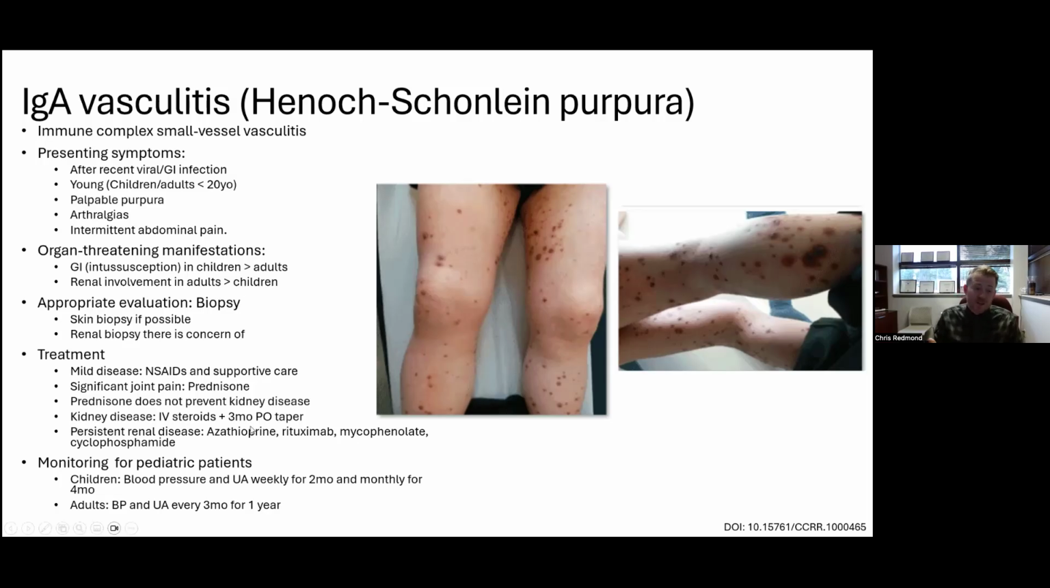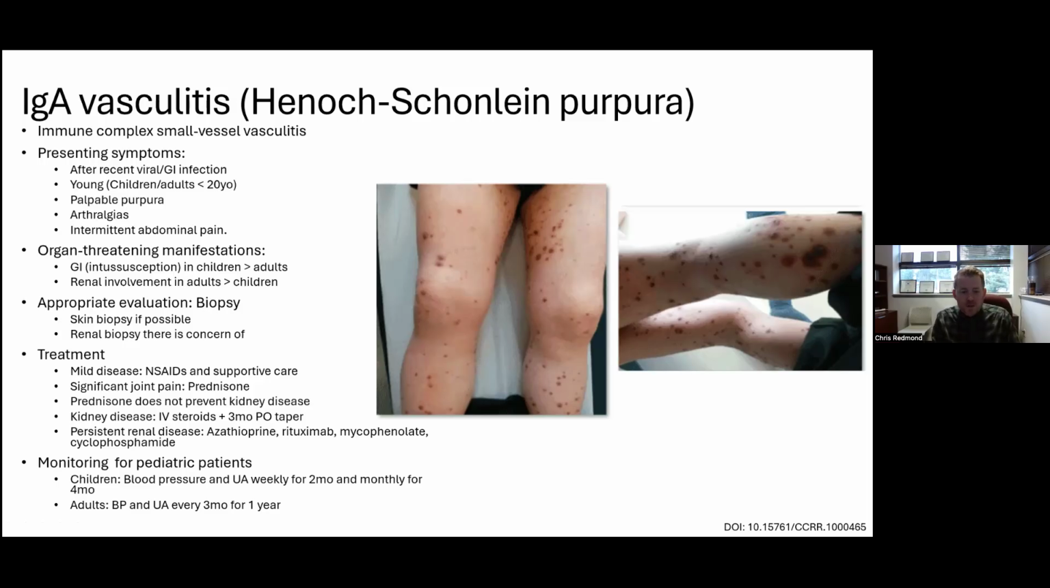Treatment for mild disease really can just be supportive. NSAIDs. Prednisone is given to these patients a lot just because of the polyarthralgias, and it does help. It does not help at all with preventing kidney disease. But if they do develop kidney disease, usually prednisone or steroids is the first-line therapy, and then if the renal disease persists, you can consider azathioprine or rituximab, other medications that your rheumatologist will manage.